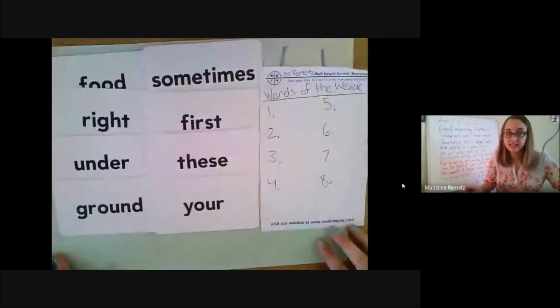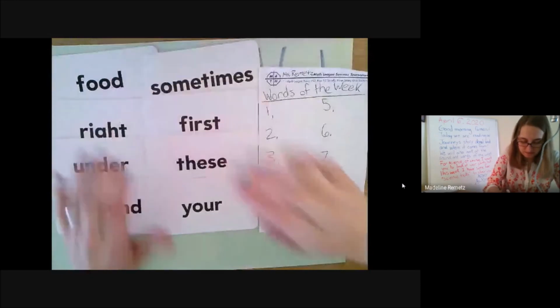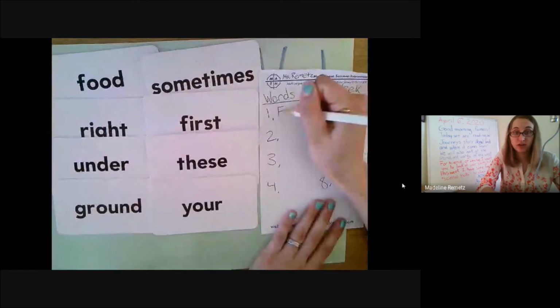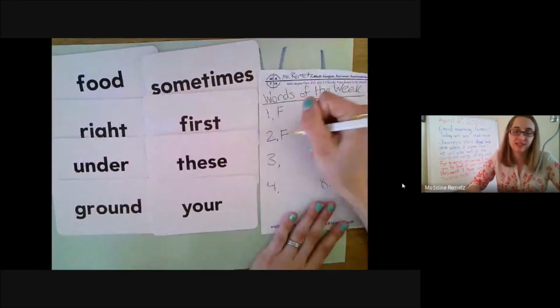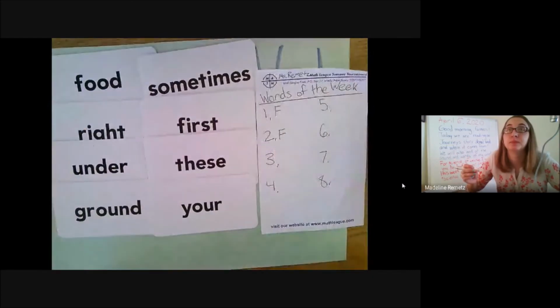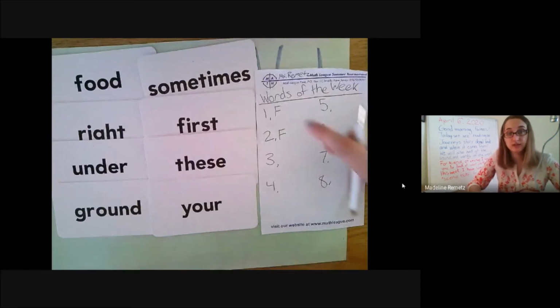So, like I said, we know the first two words are going to begin with an F. But when it comes to food and first, which one comes first? That's funny to say. How about, Kenzie, can you tell us which word comes first in our alphabetical order? Food or first?